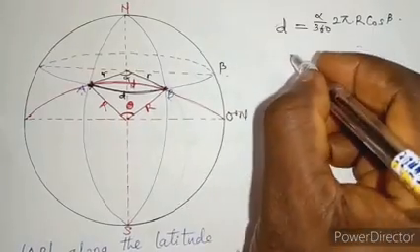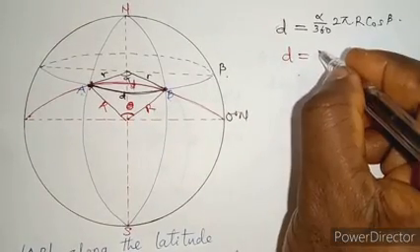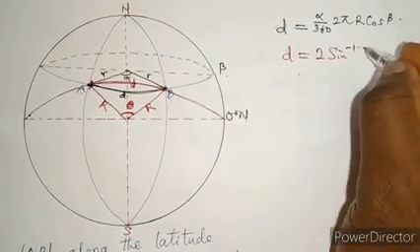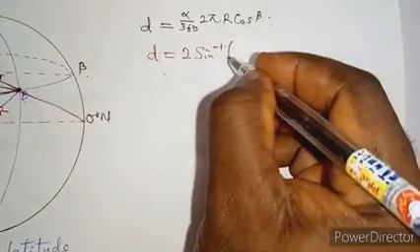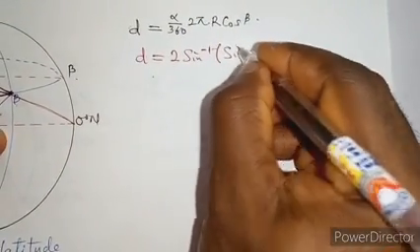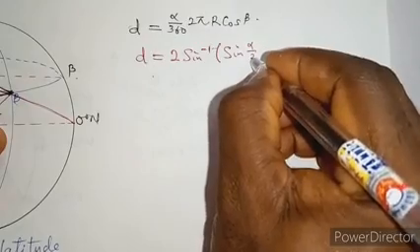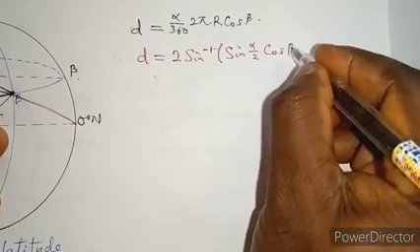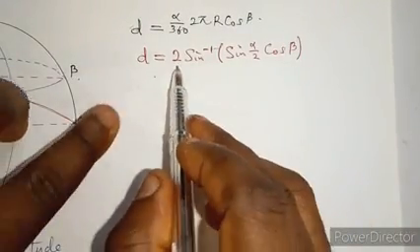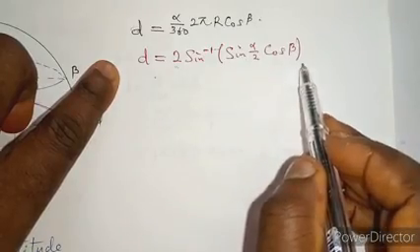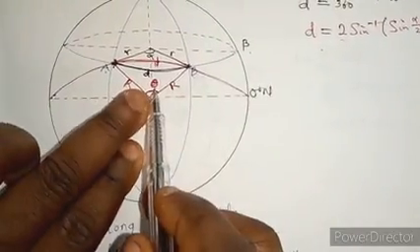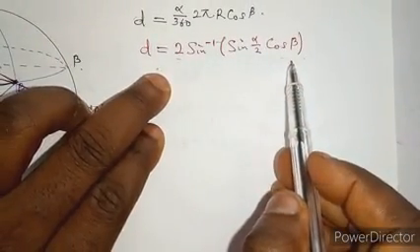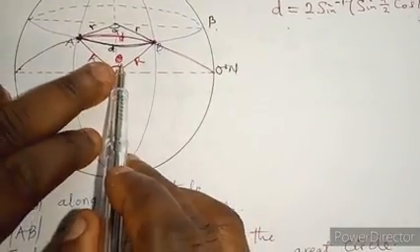So this D that I'm looking for will be adjusted to 2 arc sine sine alpha over 2 cos beta. This whole thing you see here is representing the angular difference. I will show us how they got this immediately after this. So this is representing this.